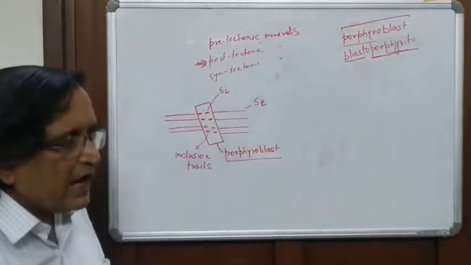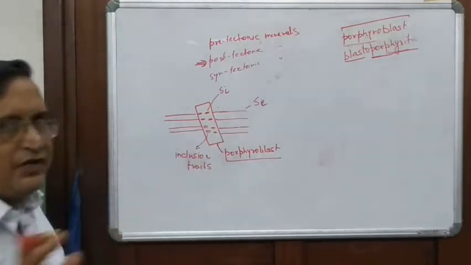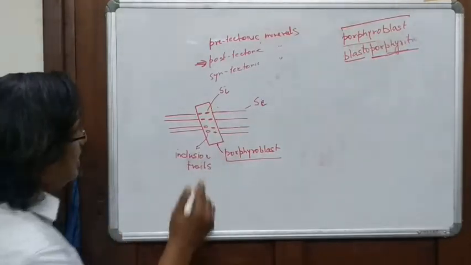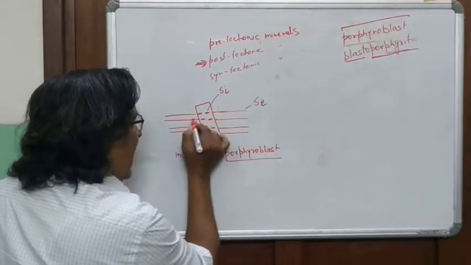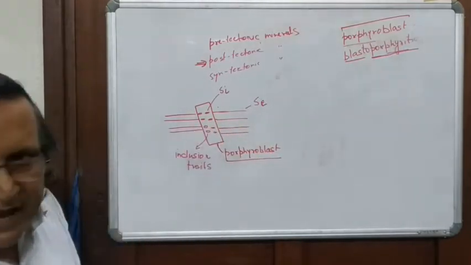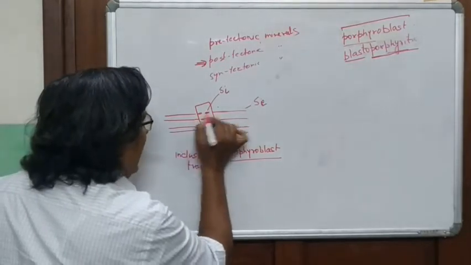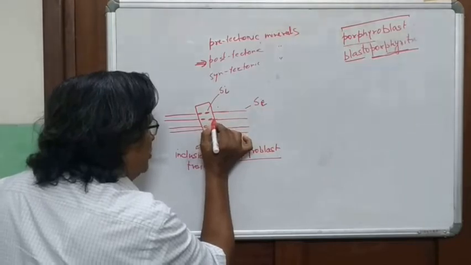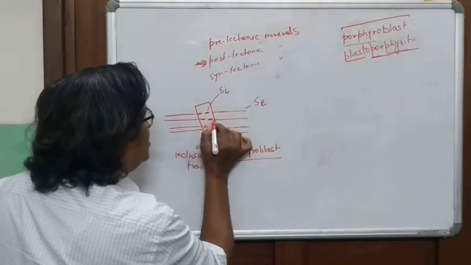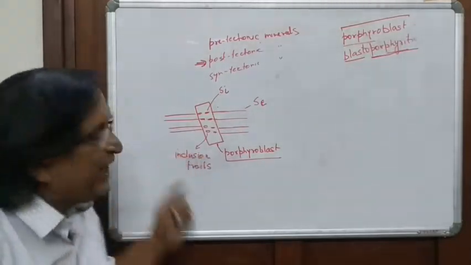And how has this happened? This porphyroblast, you see, has no evidence of deformation. These fabrics just continue as such without any bending. And you can see that SE, the external fabric, continues inside as an internal inclusion trail.